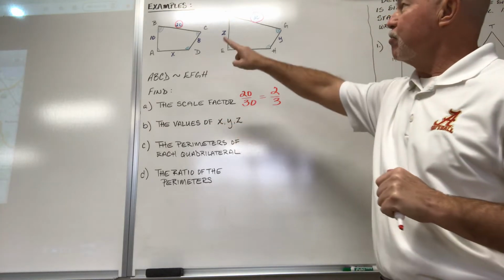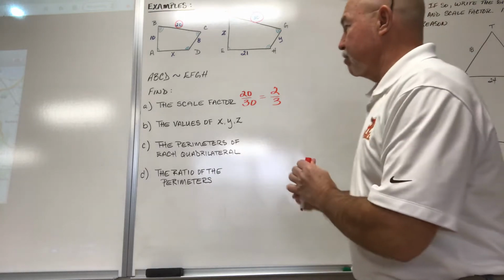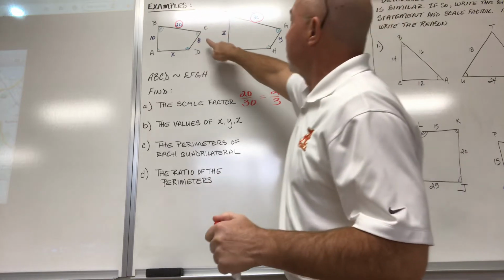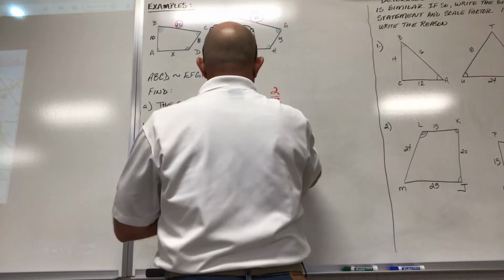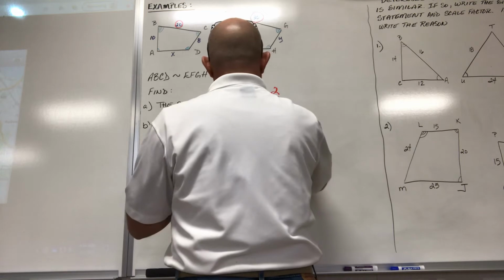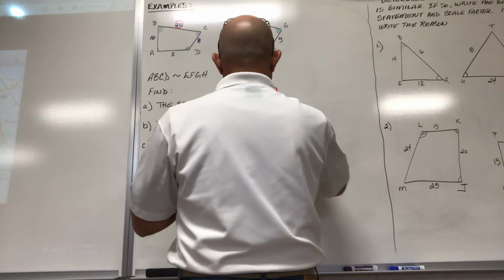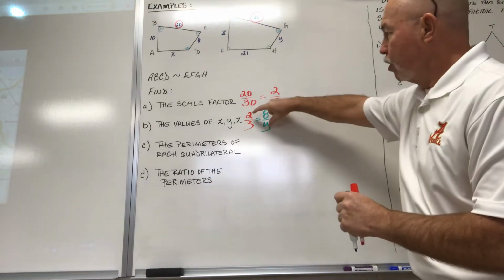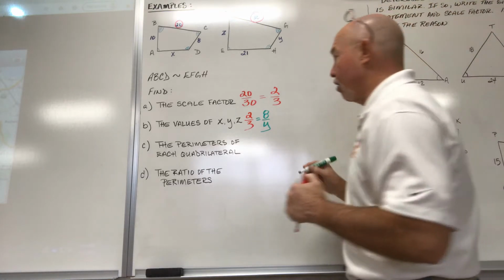Now we want to find the values of each of the missing sides. To do that, we use the scale factor. So let's start with that, and it doesn't matter what order we go in. 8 over y. Cross multiply and solve. 2y equals 24, y equals 12.